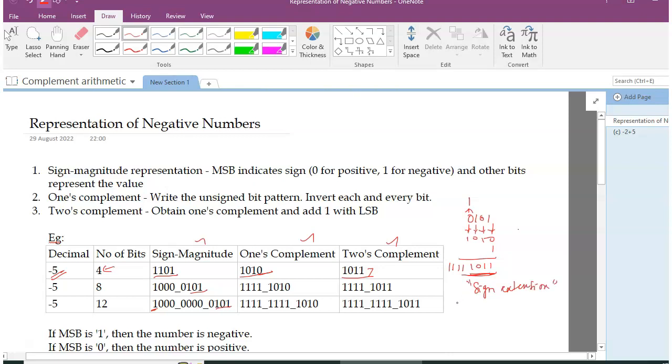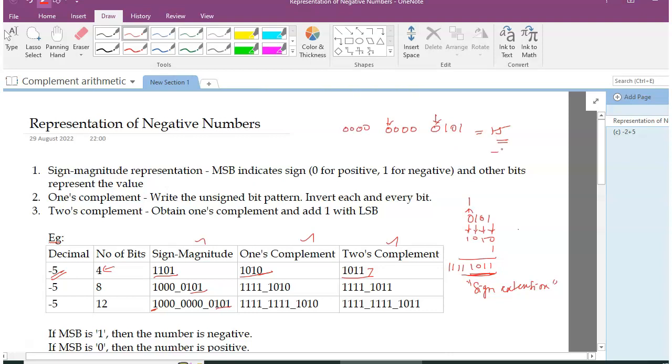Sign extension. Meaning, suppose you have a number 0 1 0 1, this value is plus 5. You are asked to write plus 5 in 8-bit format. This is the sign, right? That sign should be extended for the remaining bits: 0 0 0 0 0 1 0 1. This is plus 5. In 12-bit format, now this is the sign, right? That sign has to be extended, 0 0 0 0. So this is the 12-bit representation of plus 5.